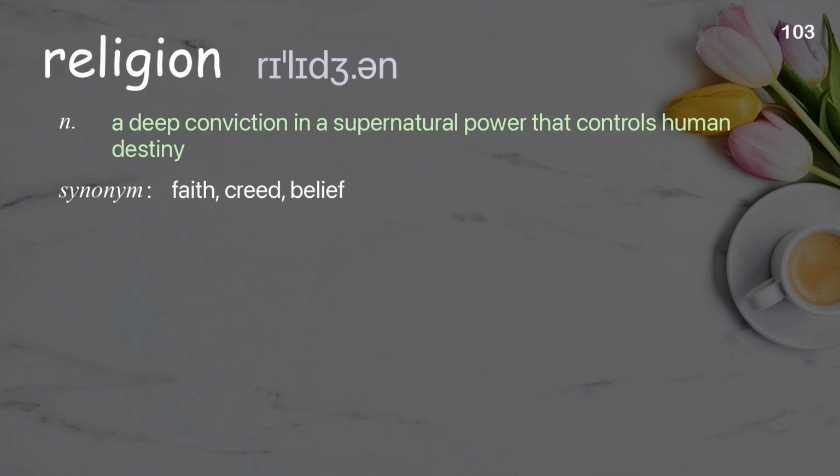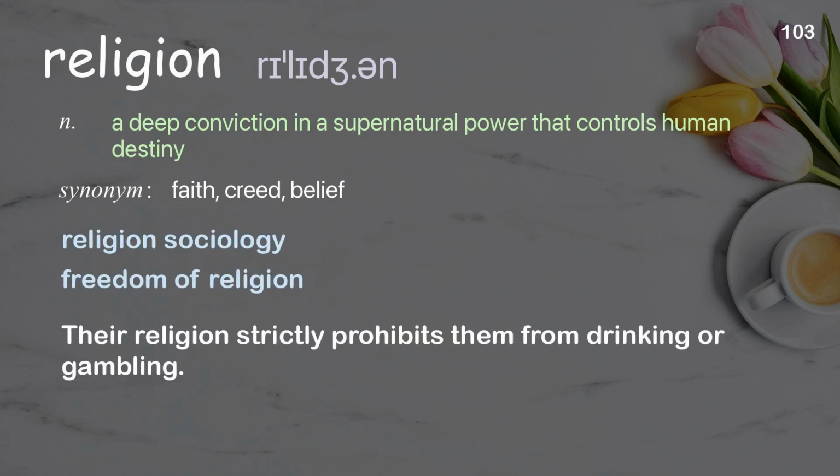Religion. A deep conviction in a supernatural power that controls human destiny. Examples: Sociology of religion. Freedom of religion. Their religion strictly prohibits them from drinking or gambling.